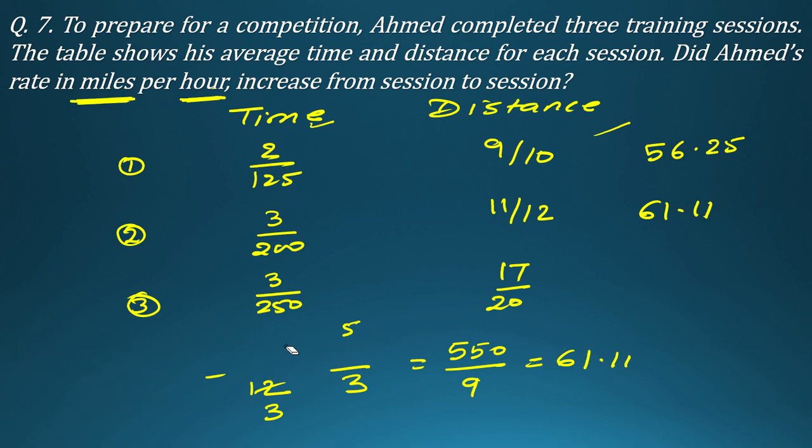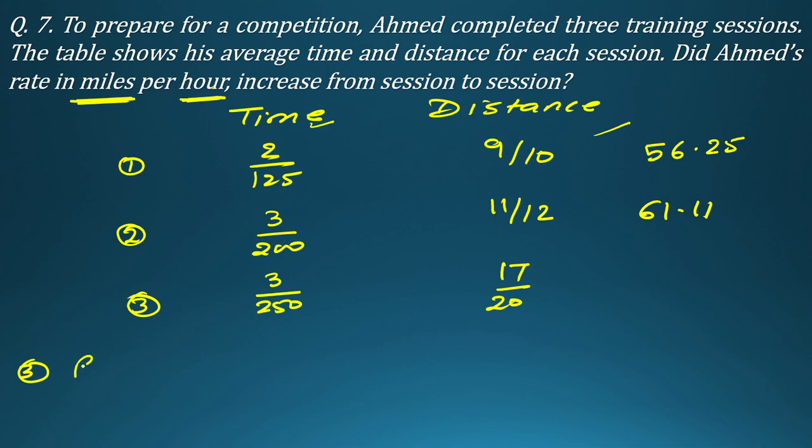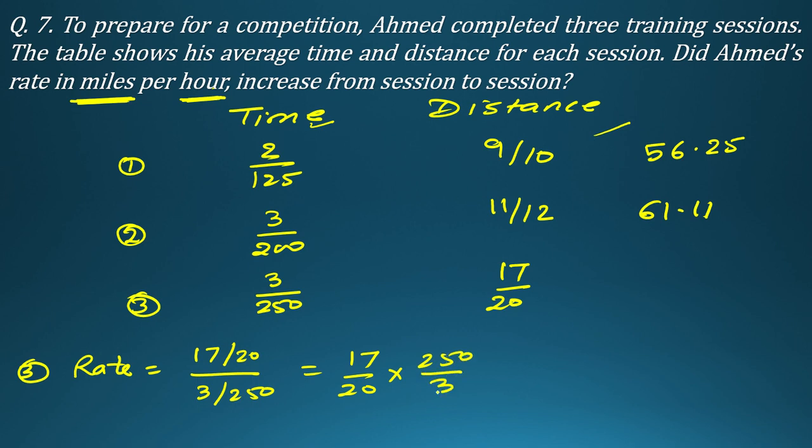Now what about the third session? Just find it also, so that we can decide the result. So for the third session, the rate is 17 over 20 whole divided by 3 over 250. So it will be 17 over 20 multiplied by 250 over 3. Can it be divided by something? 0 and 0 cancelled out, nothing else, I guess.